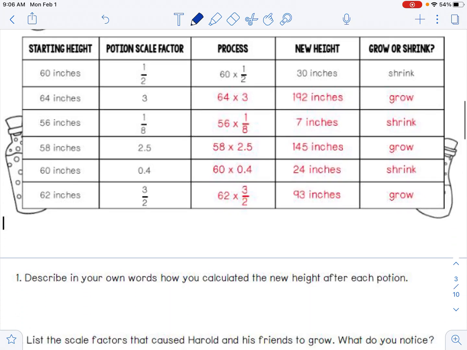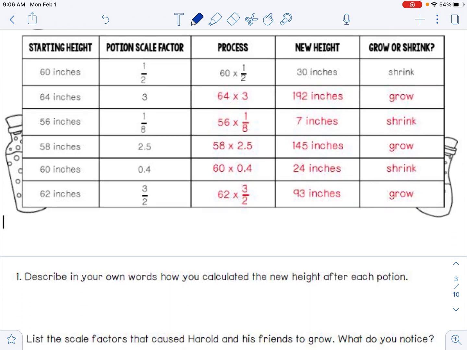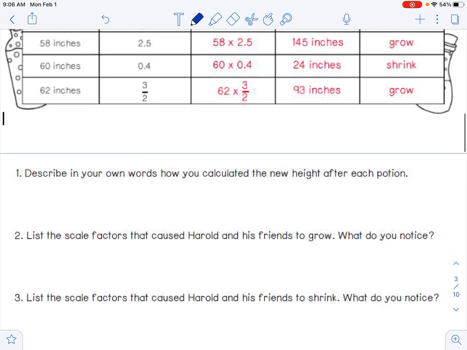You've got 4 follow-up questions to that. First, just describe in your own words how you calculated the new height after each potion. So you can look at the process there and you can see they all used multiplication. So maybe just jotting down, multiply the starting height by the scale factor. And then the next 2 questions are really the ones I want to kind of hone in on.